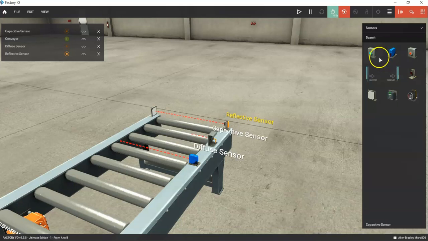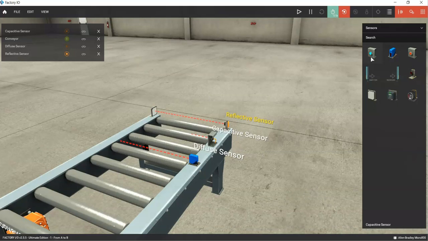So the other one that we could have considered is the capacitive proximity sensor. The capacitive proximity sensor can detect other types of material, not just metal. It can trigger on plastic or cardboard or wood. It just sees the capacitance of an object as it's crossing versus when nothing's there, and it can trigger. So we could use that sensor.